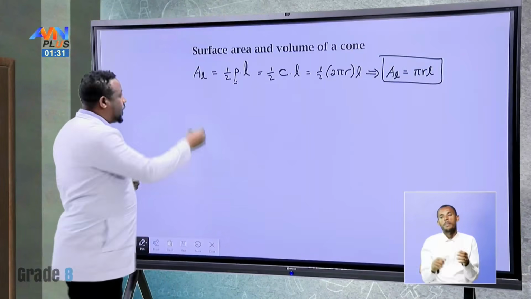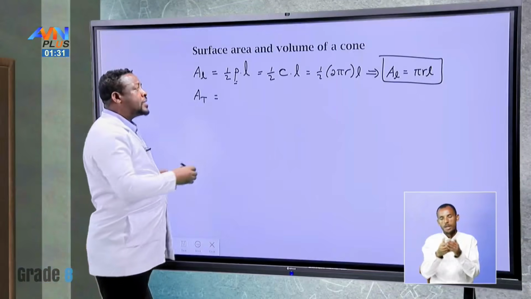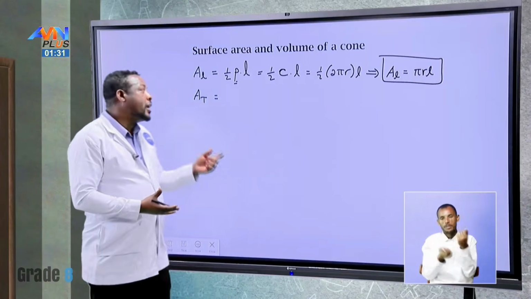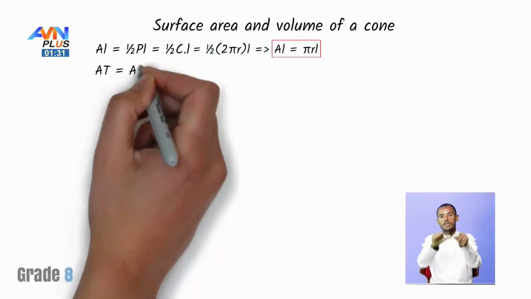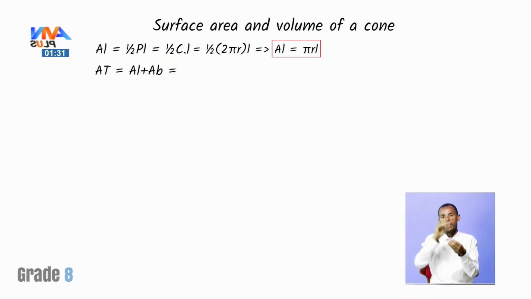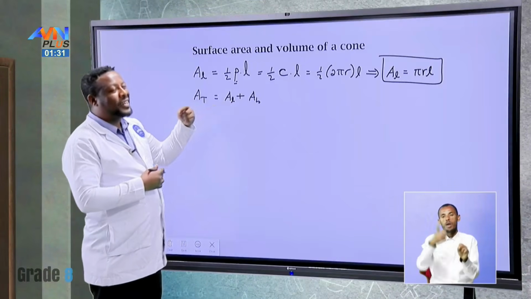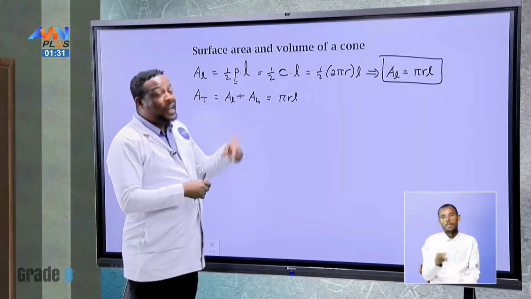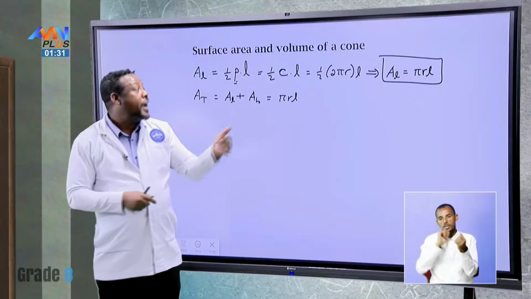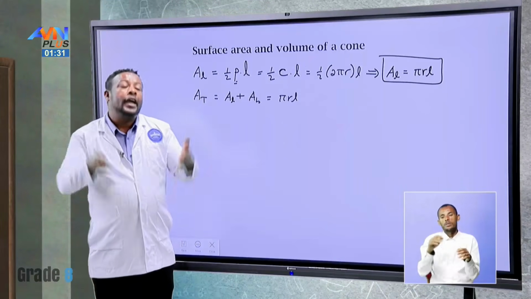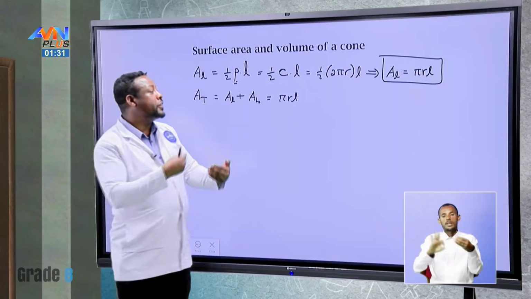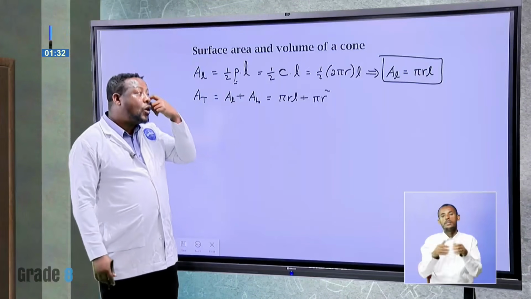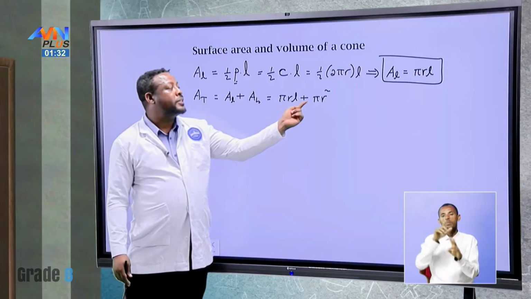The second one is the total surface area. As we have seen earlier, a cone has only one base. So whenever we are calculating the total surface area, we need to add the lateral surface area plus the area of the base. So AL, the lateral surface area, is pi r L from the first formula, and the area of the base. Now, since the base is circular, the area of the base becomes the area of a circle. And you all know that the area of a circle is given by the formula pi r square. So the total surface area of a cone can be calculated by pi r L plus pi r squared.